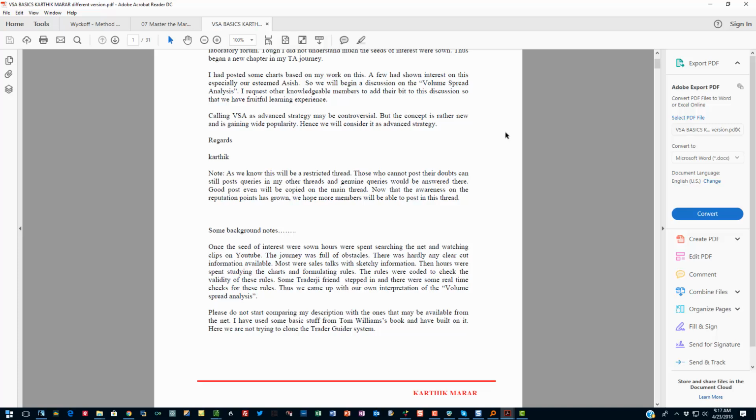Now, the next view is about Karthik Marr, I believe that's how you pronounce his name. He wrote the code for AmiBroker, and he pretty much followed Tom Williams' methodology, not exactly, because that information in TradeGuider is all proprietary, but Karthik did a very good job of incorporating it into AmiBroker.